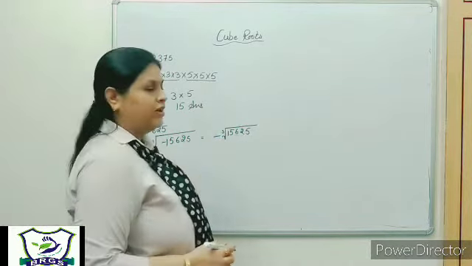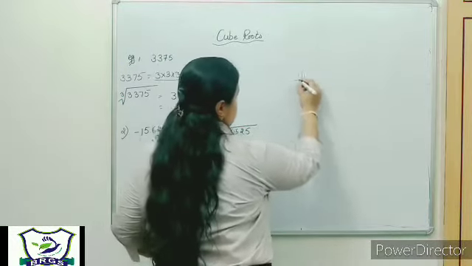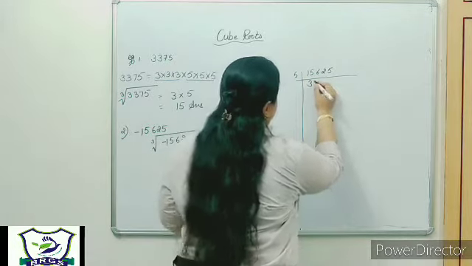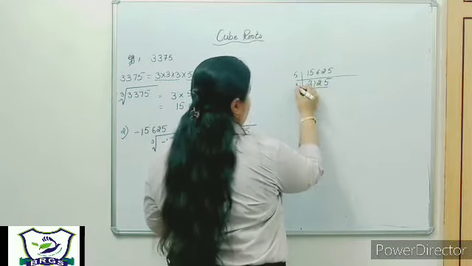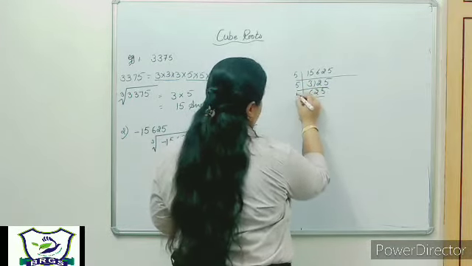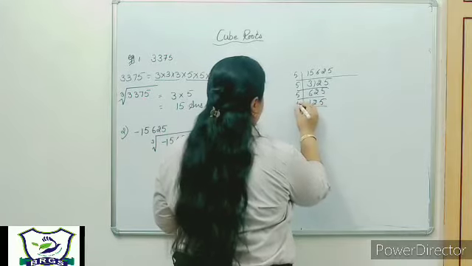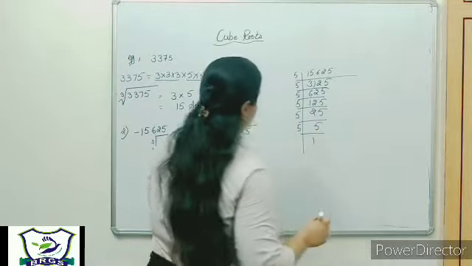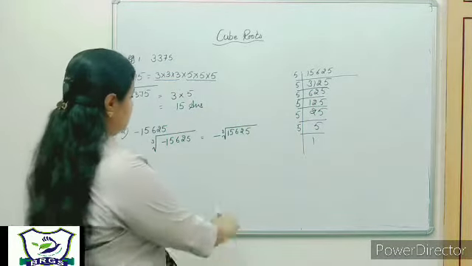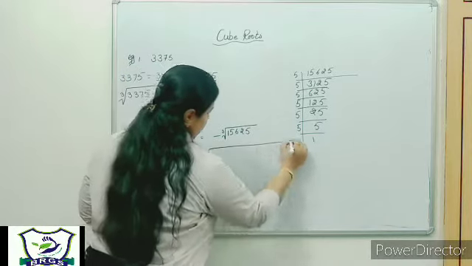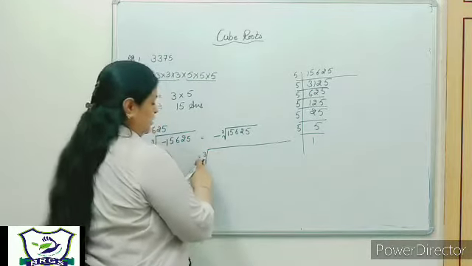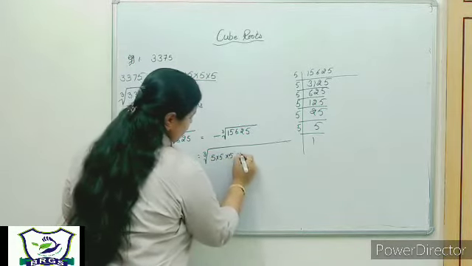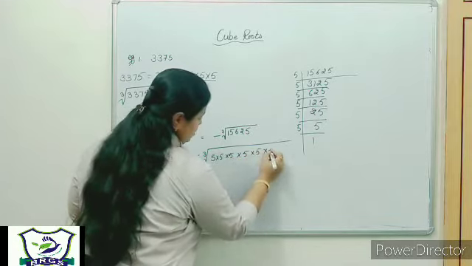Now we will do the prime factorization of minus 15625. 15625. So what is the prime factorization? It is 5 into 5 into 5 into 5 into 5 into 5. It is very important to write 3 here.